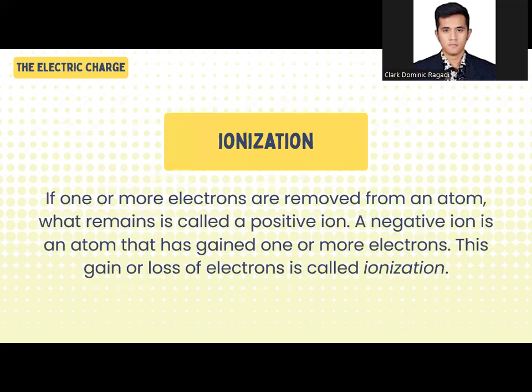Okay, so we have here ionization. So we talk about more electrons or fewer electrons. This happens when electrons actually move from atom to atom. So again, if an atom gains an electron, meaning it would increase the number of electrons, it becomes negatively charged. And if an atom releases or loses an electron, it would become a positive ion since it would have more protons than electrons.